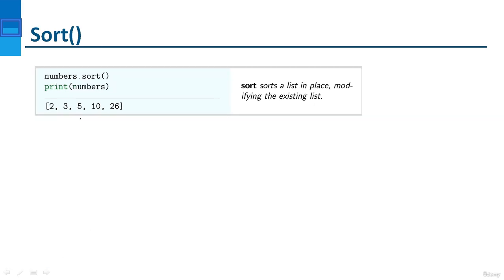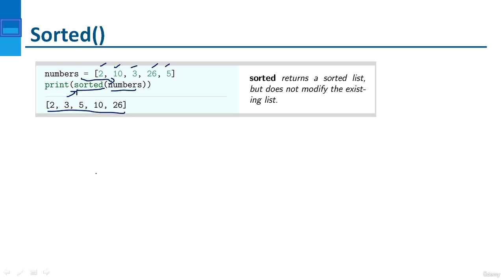Next one is the numbers.sort function. So this is going to sort all the numbers in place, and it will modify the existing list. So previously our numbers list is completely in unsorted order. Now when I print the numbers list, it will sort the entire elements and display. That is, the numbers list gets updated to this one, which is a sorted list.